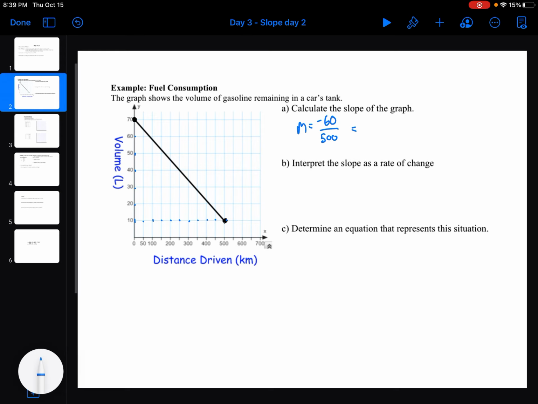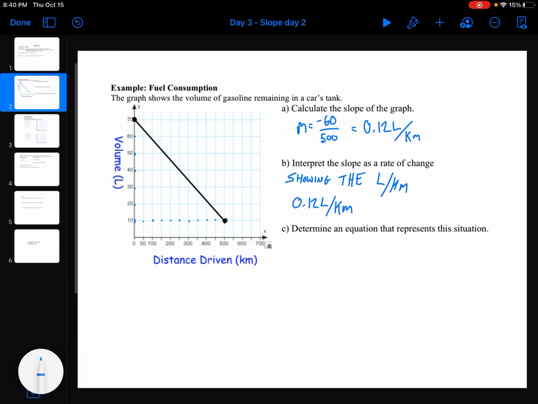So what this is going to give me is we're going to do 60 divided by 500. We're going to say that this uses 0.12 liters per kilometer. Okay, we're dealing with liters and kilometers there. Interpret the slope as a rate of change. So the graph is showing the liters per kilometer, and this car, like we just said, is 0.12 liters per kilometer.